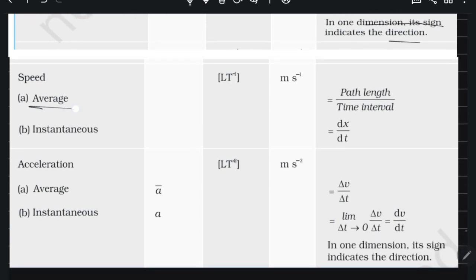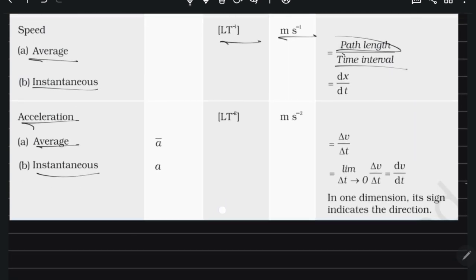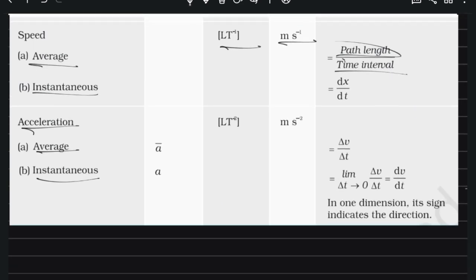Right? Speed, average or instantaneous. And speed, you know, is distance upon time, path length divided by time interval. Path length has dimension of length, so LT inverse, meter per second. Acceleration is also average and instantaneous. And you know, it is velocity divided by time interval. LT inverse divided by T, so that is LT minus 2, meter per second square. In one dimension, its sign indicates the direction.